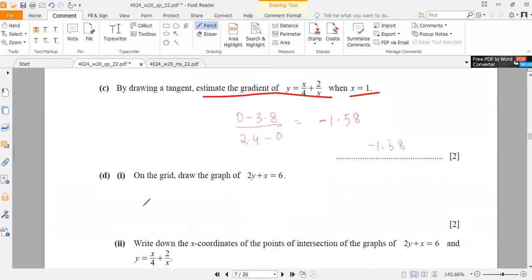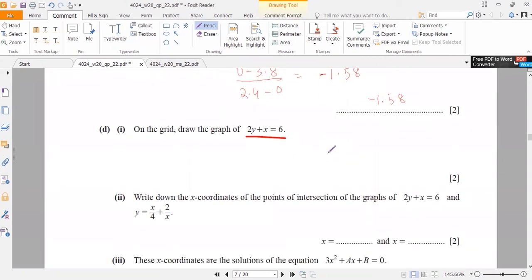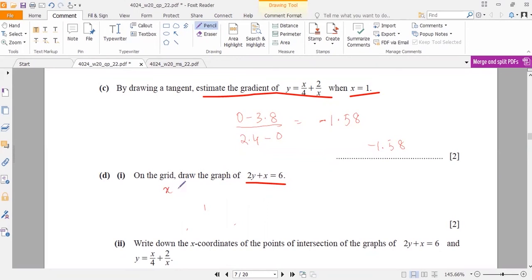Okay, now come to part D. On the grid, draw the graph of 2y plus x equals 6. Firstly, I need 2 points. Firstly, I'm going to put x equals 0. So I will get 2y plus 0 equals 6. So y will be equals to 3. And if I put x equals 1, I will get 2y equals 6 minus 1 equals 5, and y will be equals to 2.5.